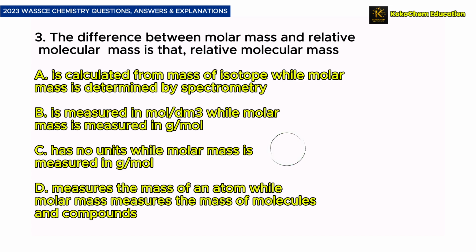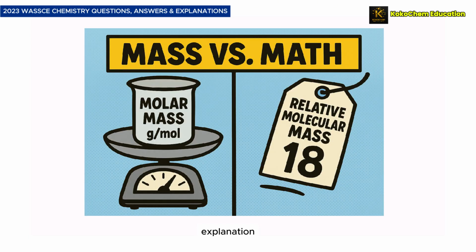Relative molecular mass has no units, while molar mass is measured in grams per mole. Explanation. Here is the key difference. Molar mass is a physical quantity with units, and the unit is grams per mole. Relative molecular mass is just a comparison. It's just a number. It doesn't have any units attached to it.